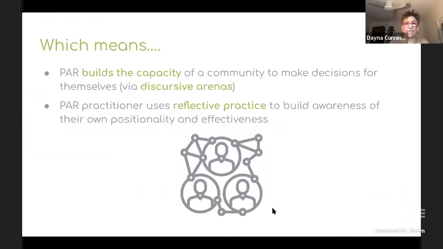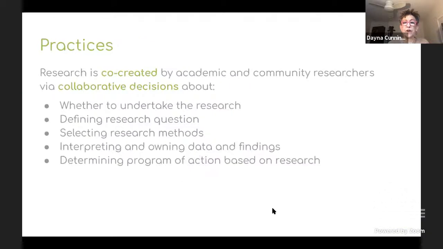Practice. Very important. We've said this already. Co-creation is critical. Collaborative decision-making is at the core because you are talking about agency. And these are the topics over which the co-researchers must share decision-making authority.